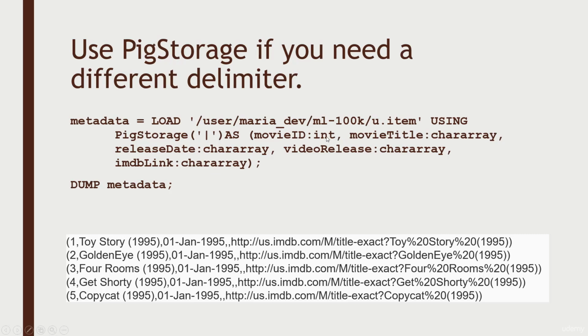So as each line is read in, it's going to cast the first column to an integer and name it movie ID. And the second column will be a character array, which is basically the Pig version of a string. And it's going to call that movie title. And we're going to take the third column and name that release date. And for now, we're going to treat that as a character array as well.